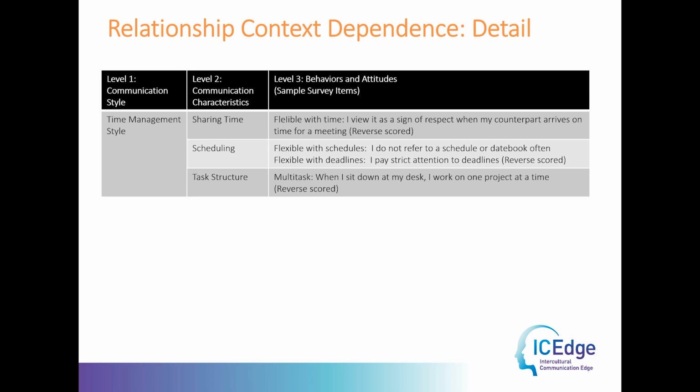The scheduling characteristic is broken up into flexible with deadlines and flexible with schedules. A sample item for flexible with schedules is: I do not refer to a schedule or a date book often. A sample item for flexible with deadlines is: I pay strict attention to deadlines. That would be reverse coded. And finally, task structure at level 3 is represented with multitasking. A sample item is: when I sit down at my desk, I work on one project at a time, which would be reverse scored.